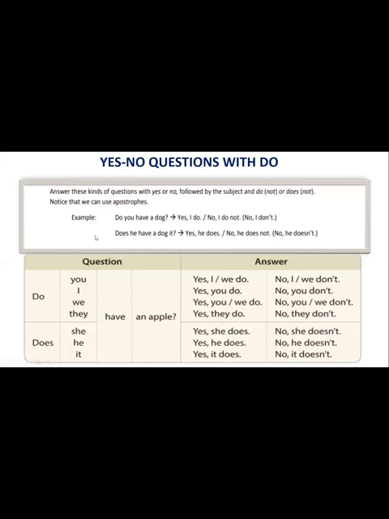For example, you can say, do you have a dog? Yes, I do. ¿Tienes un perro? Sí. Or no, I don't. No, no tengo, ¿verdad? Does he have, aquí, como estamos utilizando el auxiliar does, el verbo se queda igual, ¿verdad? Does he have a dog? Yes, he does. Ya cuando respondemos con does, ¿verdad? Does he have a dog? Yes, he does. No, he doesn't, ¿verdad?